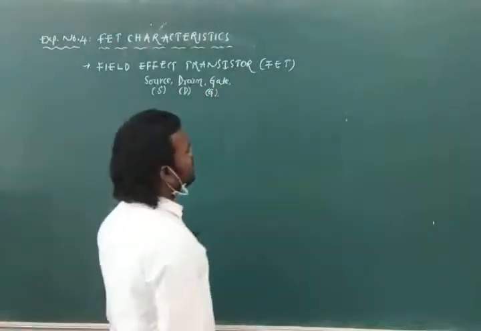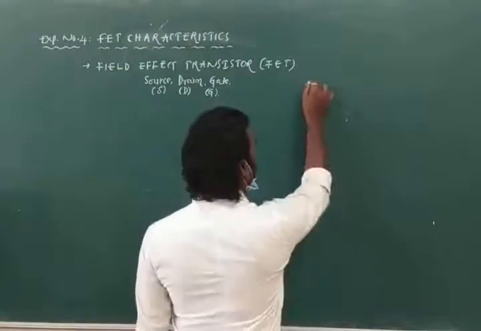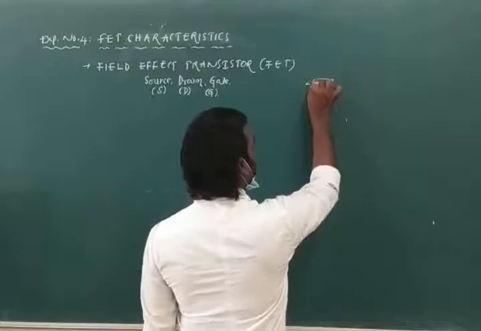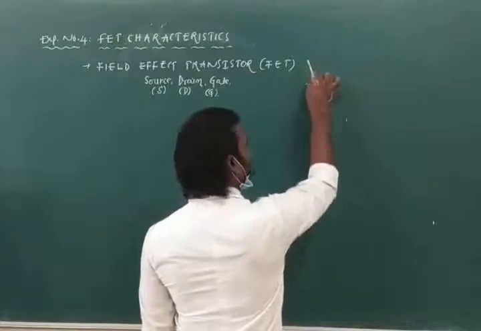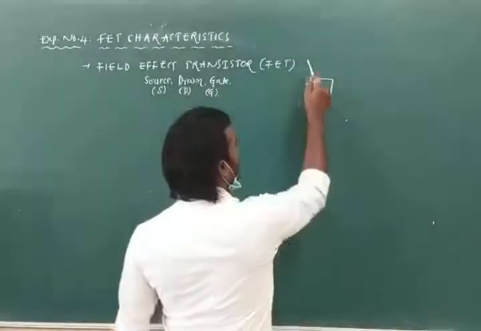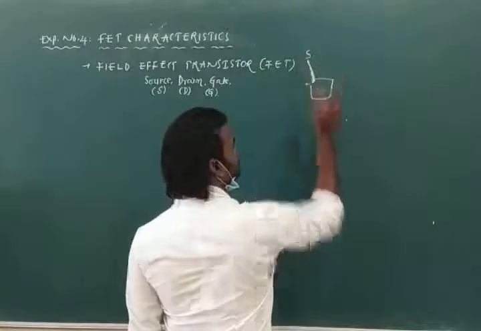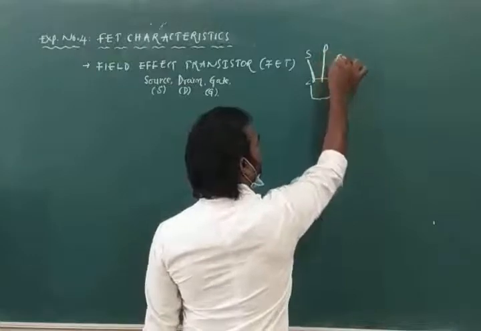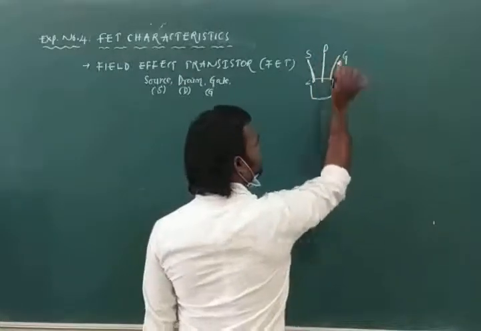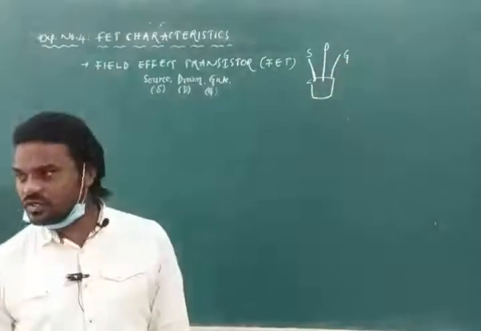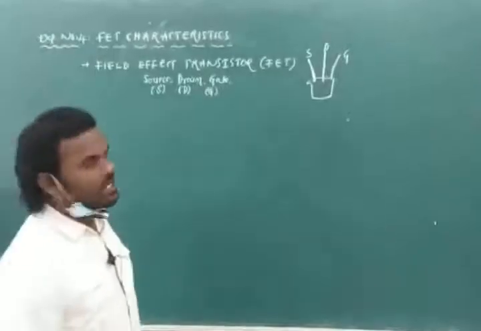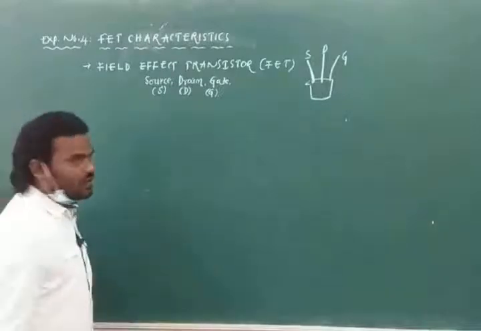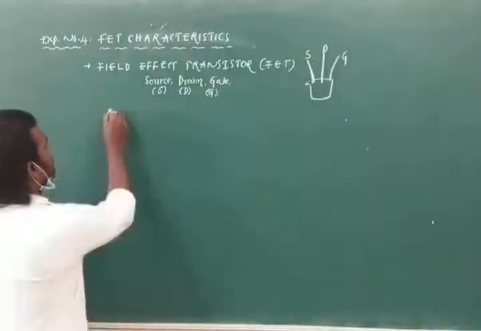So how many terminals does it have? 3 terminals, so that we can identify the terminals. The terminal which is very close to the notch is the source. Next one is drain. Next one is gate. Then we should identify like this: source, drain and gate. Then we have to go with the circuit diagram.